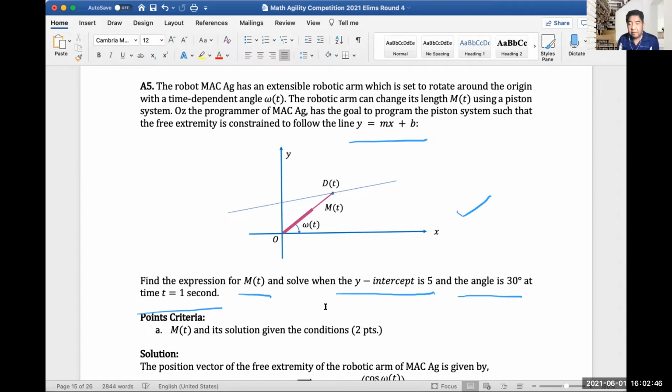The initial values actually were changed. So if you notice in episode 13, this was 10 and this was 45 degrees. So we changed it to 5 and 30. So if you just copied the solution, you will get the wrong answer for requirement number 2. So, given the boundary condition, okay, let's see the solution.